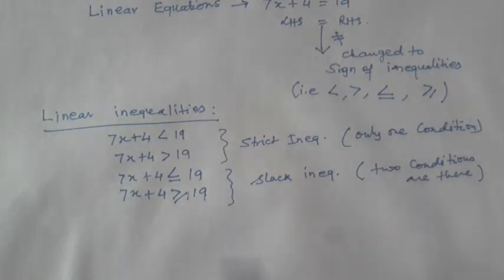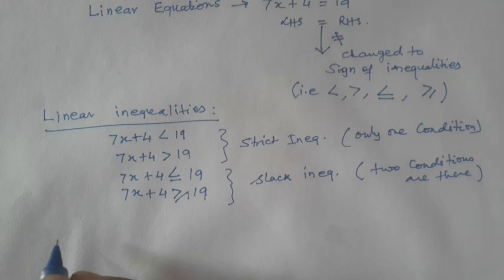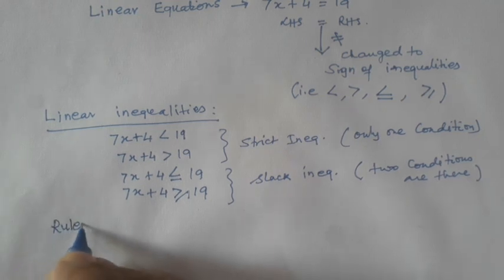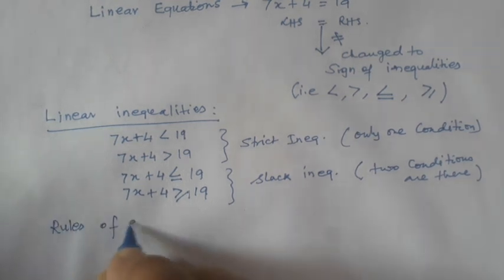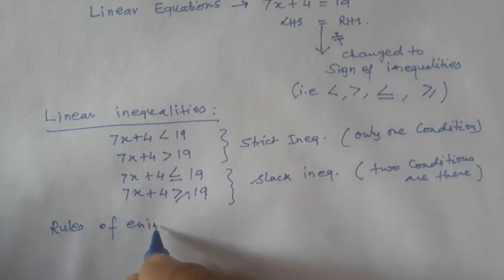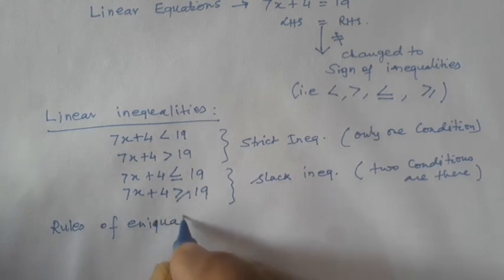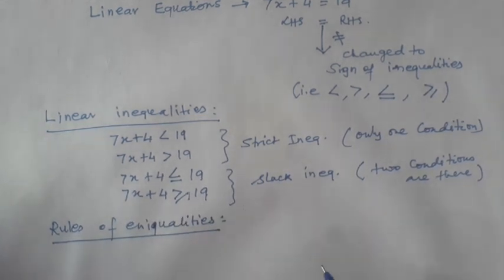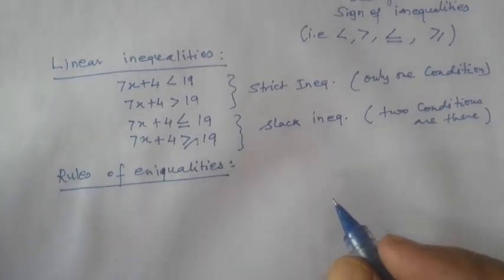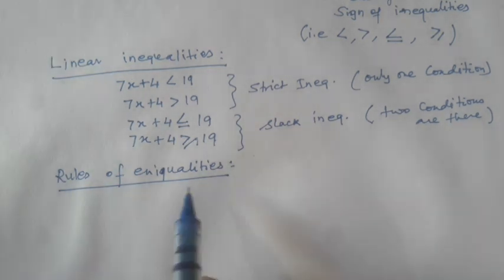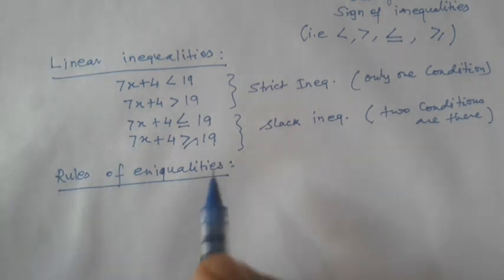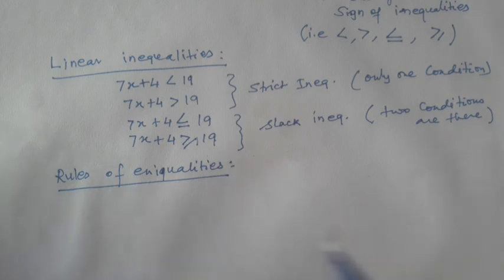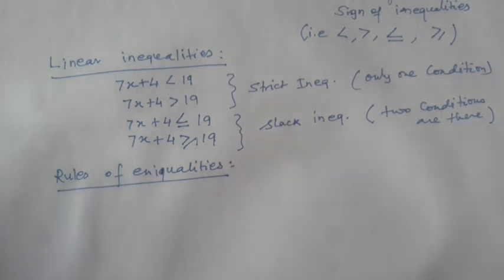Now rules. What are the different rules to solve the questions of inequalities? So the rules are here. Rules of inequalities. If we follow these rules, we can solve the questions very easily. First of all, the sign of inequality will change or will not change. These are two basic things.